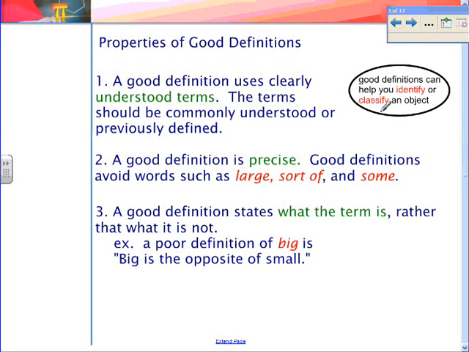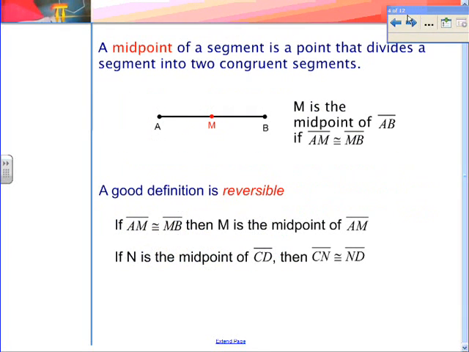Okay, so when we're thinking about definitions, we're trying to use them to identify or classify objects many times. So we want to be as specific as we possibly can so we know exactly how to construct our drawing if we're drawing some figures, or we know exactly what properties are going to apply in the figure. Okay? So let's do a few definitions here.